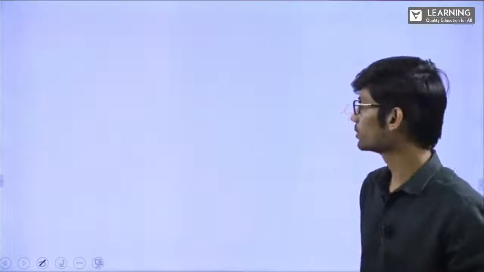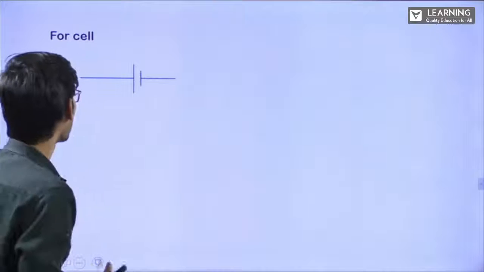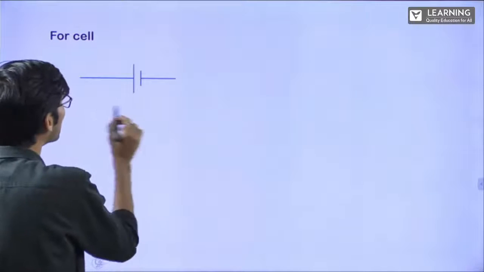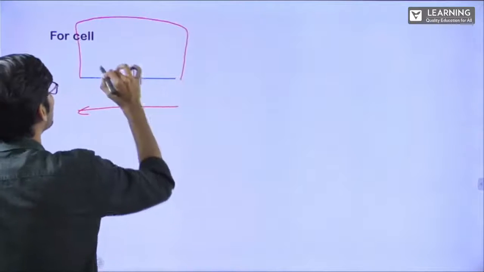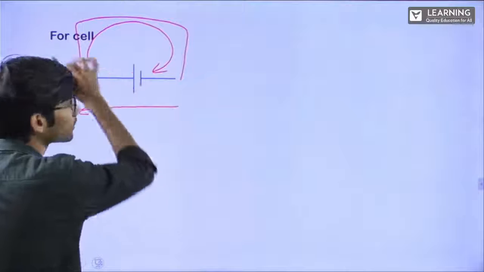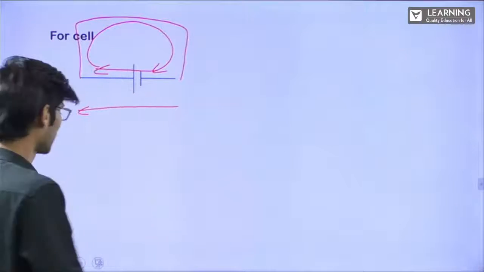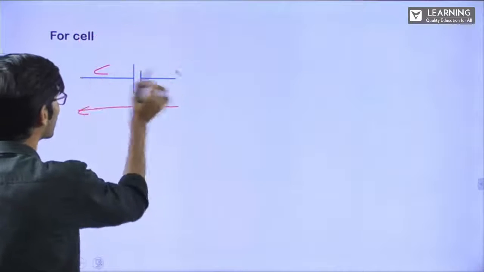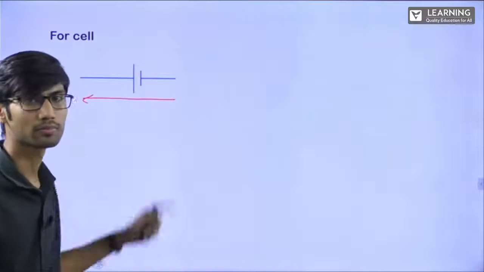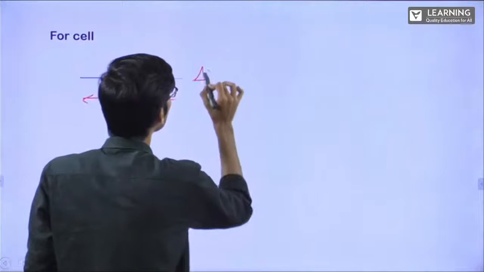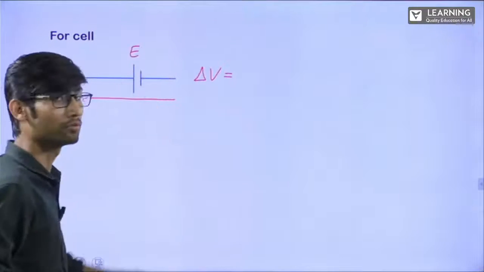I will tell you. Let's see. Suppose this is a cell. Now, let's say first our path was this. This will be a closed circuit, then you will assume a closed loop. Suppose this is the clockwise loop that you have assumed. So for this particular thing, your path will be like this only, right? Now, suppose your path is like this. What will be delta V? If the EMF of the battery is E, what will be delta V?